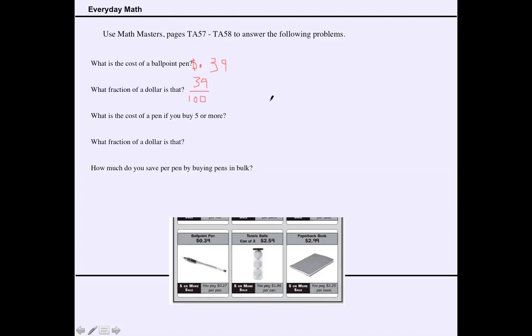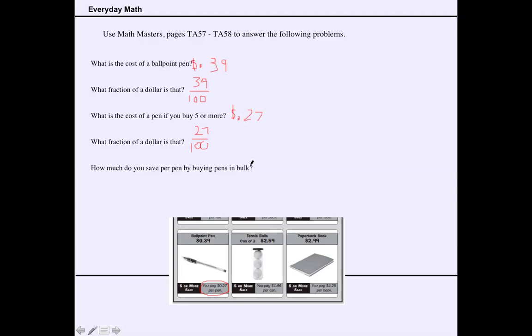What is the cost of a pen if you buy 5 or more? So I'm going to look down here. The 5 or more sale. I'm going to pay 27 cents per pen. What fraction of a dollar is that? So just like up here, I know that 27 cents is 27 out of the 100 cents that make up a dollar. How much do you save per pen by buying pens in bulk?